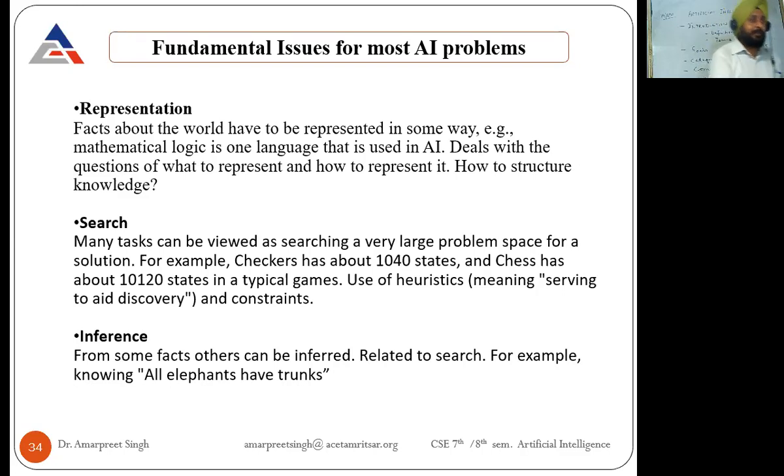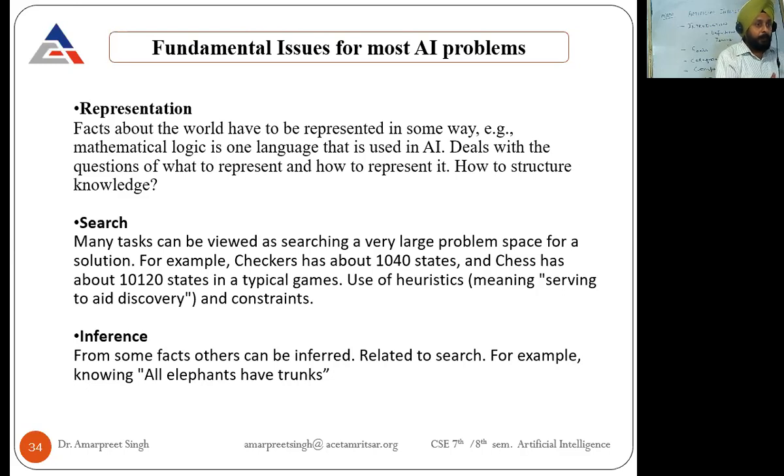Suppose some mishap, some accident or any robbery has happened. Now you have to search for the person. The goal state is that you have to find the culprit. And who is the culprit? The space of finding the culprit can be any person from the whole world. So see how large a space you have to search for your goal state. So searching is a very important aspect and issue of most AI problems.